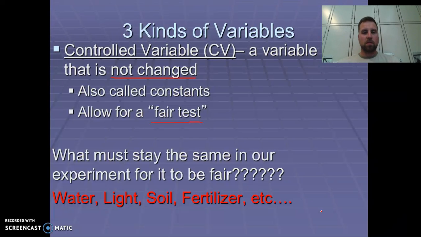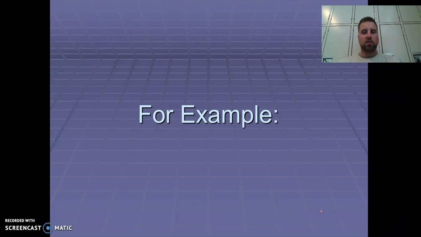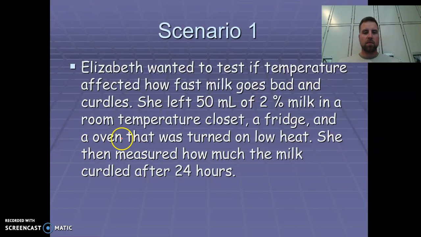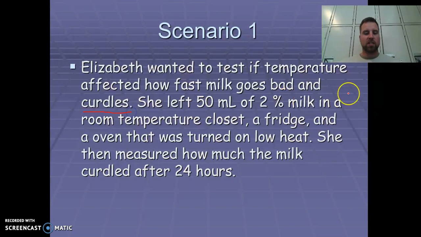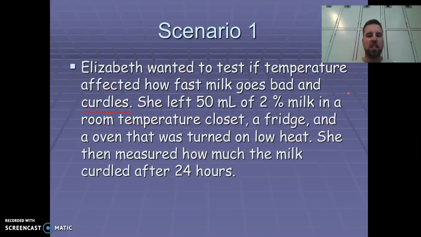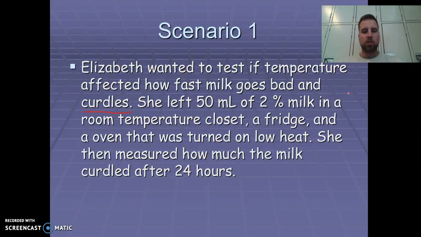let's do some examples. So here's our first example. It says Elizabeth wanted to test if temperature affected how fast milk goes bad and curdles. Remember, when milk gets bad, it kind of smells weird and it gets kind of chunky. That's what we call curdling. So curdling means that the milk has gone sour, it's gone bad. So Elizabeth wants to see if temperature changes how fast the milk goes bad.